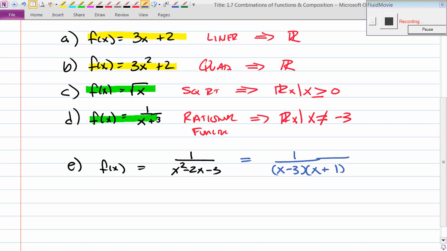So that being the case, which two values would give me a 0 in the denominator? There's two of them. Yeah, 3 and -1. So in this case, we say the domain of this function here is all real numbers x such that x cannot be 3 or -1. Because if it was, we'd have a 0 in the denominator.